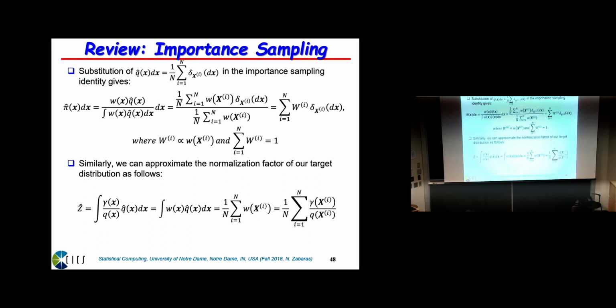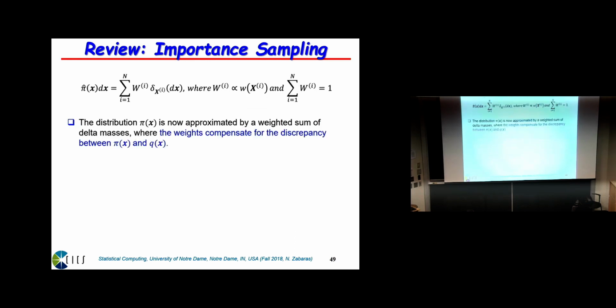And the approximation of the distribution pi with importance sampling looks as we expect. These delta functions again, but now you have these normalized weights. This is important. These are the normalized weights. Of course, if you don't really care about normalization, you can put any weights there and you're happy.